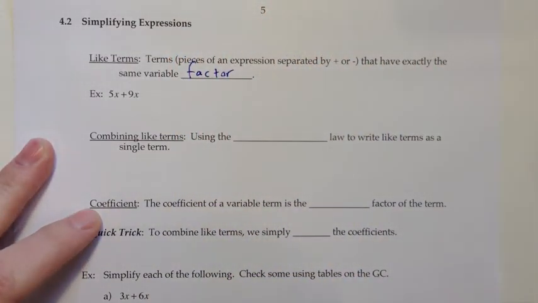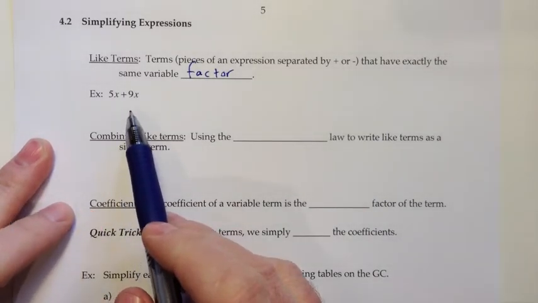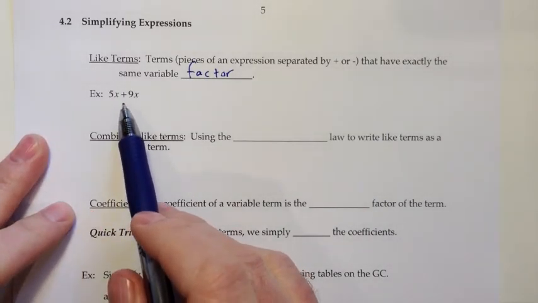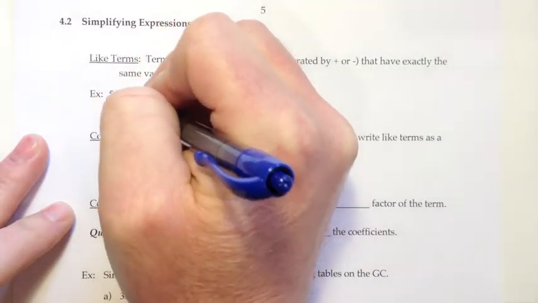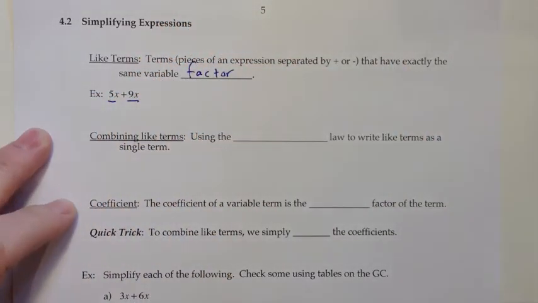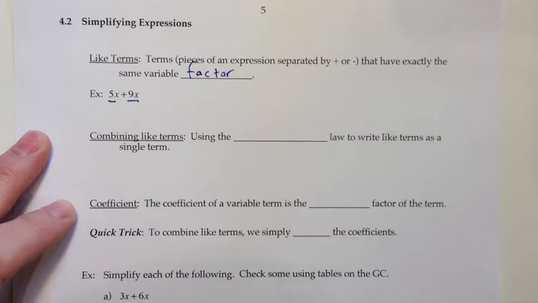So for example, I would say that 5x plus 9x are like terms. First of all, we have terms because the addition separates it into two pieces or two terms. And then they're like terms because they both have the same variable factor. The variable factor in each one is x. The numbers out front are different. That's okay. It's about the variables for them to be like terms.